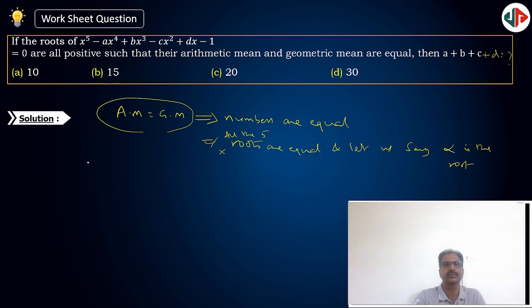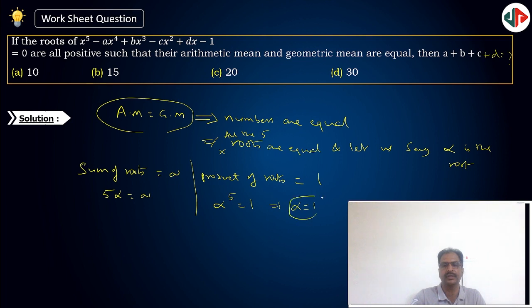Then what is S1? Or you can find, since all the roots are alpha, what is the sum of roots, which is A? 5 alpha is A. What is the product of roots? 1, which means alpha into alpha into alpha, and so on. Alpha to the power 5 is equal to 1, which means alpha is 1, therefore A will be 5.